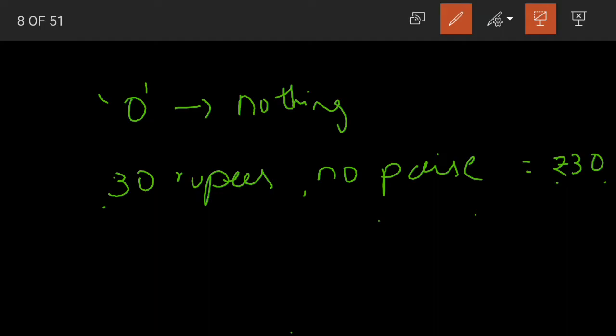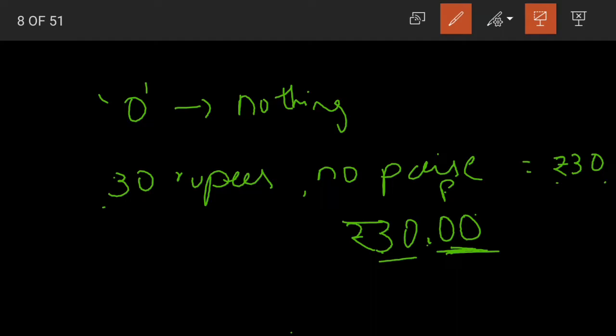Yes, or if you want to write it with a point, after the point you can place just 2 zeros. How many zeros? Place 2 zeros. This is the place for paise, right? After the point we write paise. But as we are not having any paise in the given problem, we are writing 2 zeros. So this will be read as 30 rupees or 30 rupees and 0 paise.